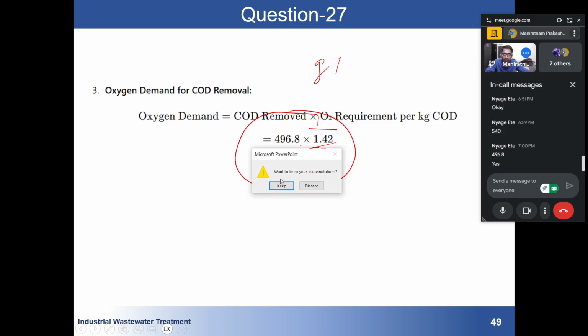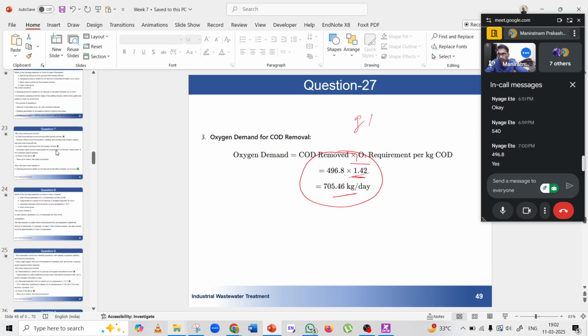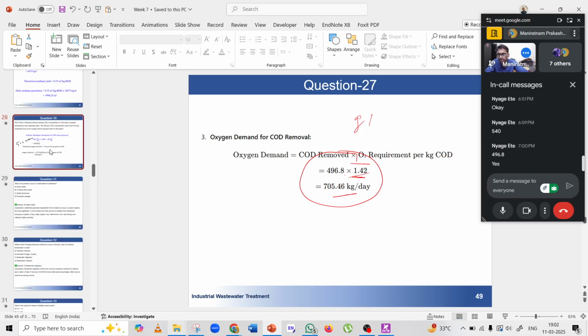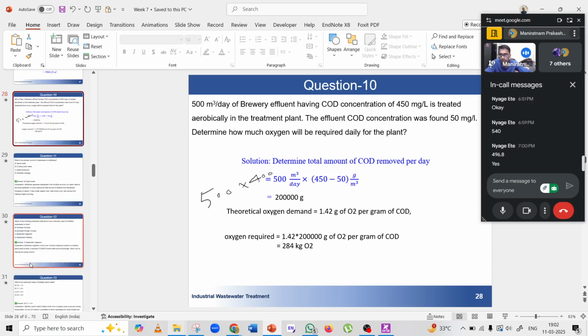Coming back to our previous question, did I make any mistake there? Let me check. 1.42 per gram. This one is correct. This one is also correct.